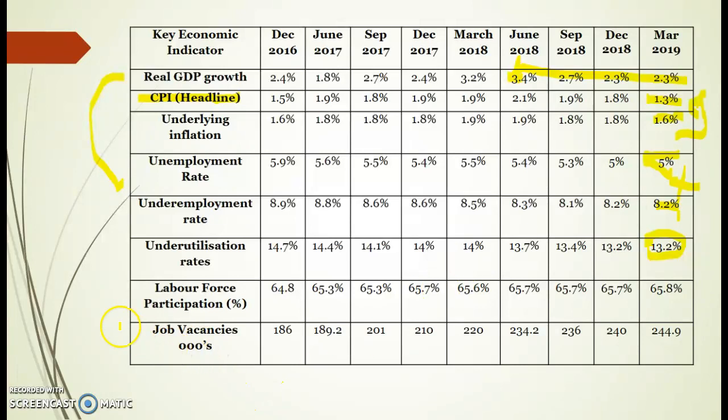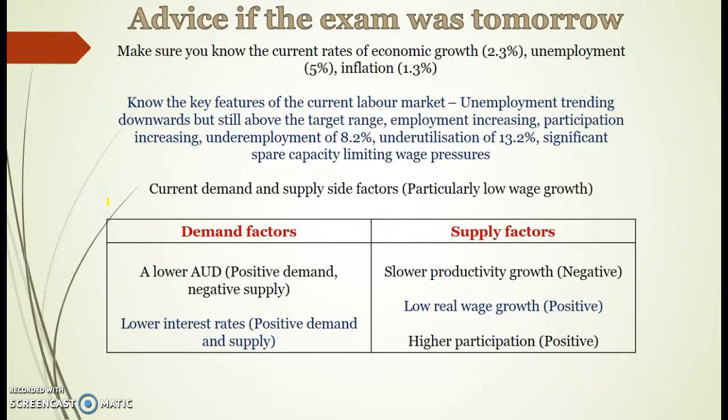The last two figures are not as important, but job vacancies are increasing. That's a sign of a stronger labour market because it means that businesses are looking for workers. So they're the key figures you want to be aware of, particularly those first four, when you're quoting what's happening in the Australian economy at the moment. Okay, key things you need to be aware of.